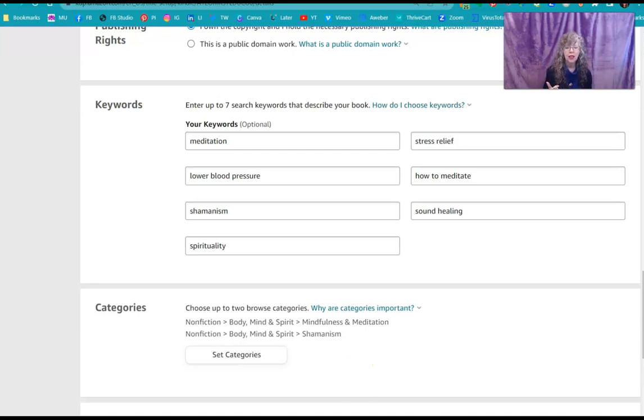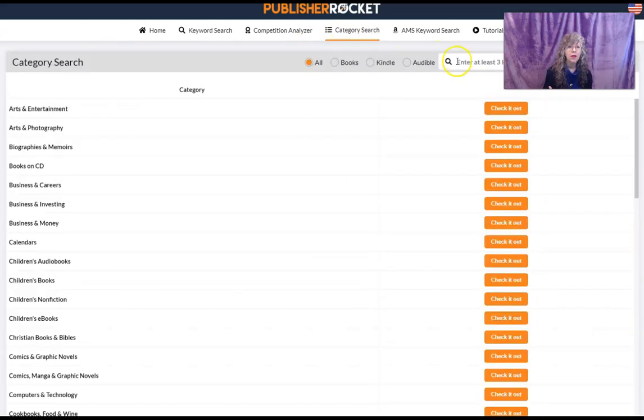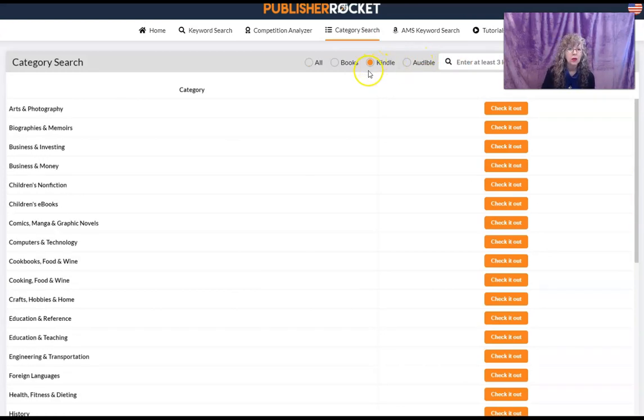So again, we can do that inside KDP. I was just playing around this morning with some other words. So we will go to category search, and I want to make sure I say Kindle, because the categories are different for books and ebooks on Amazon. There's some crossover, but there's also a whole other things going on with them. So you have to make sure the categories you're choosing are appropriate for your Kindle book, or if they're appropriate for your printed book. You need to know.